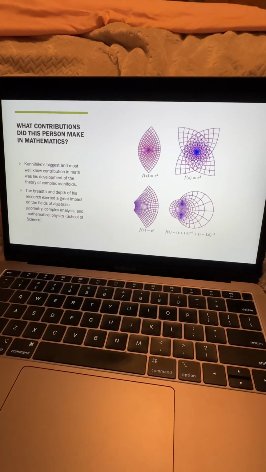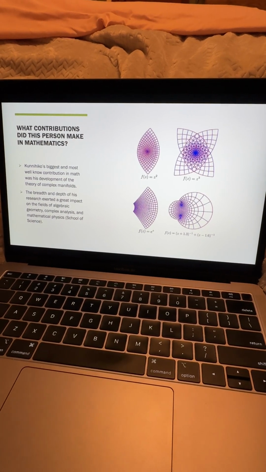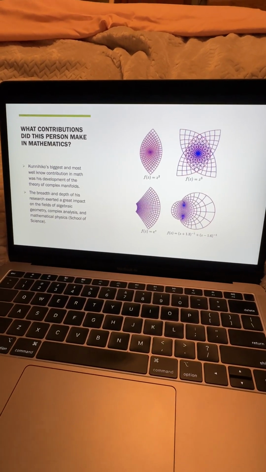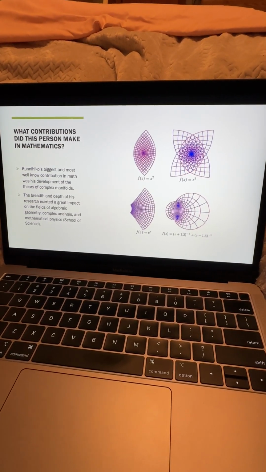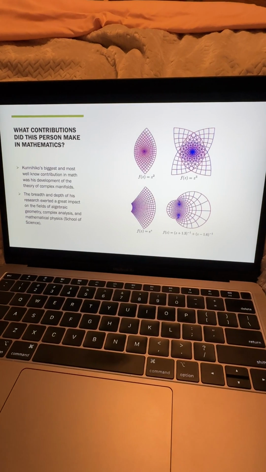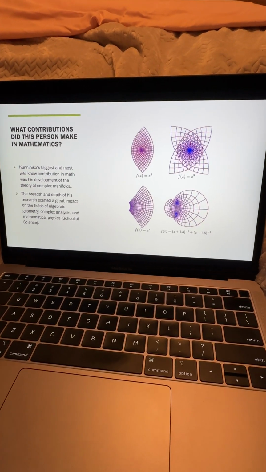A lot of the things that he focused on, he did a lot of research. He was a researcher during World War II. He did a lot of research on the connection between science and math that I'll later talk about on another slide.